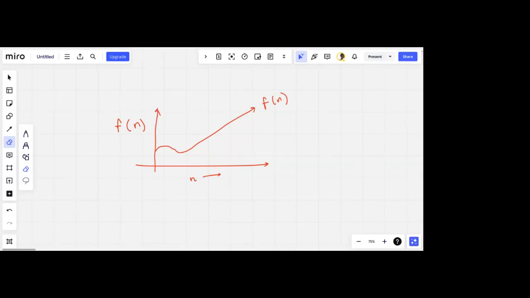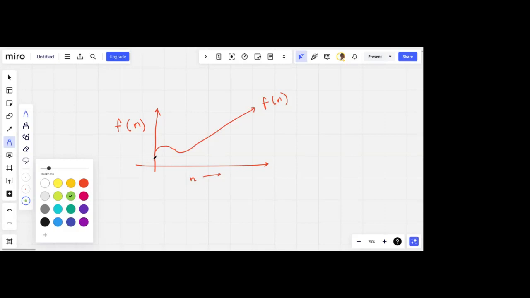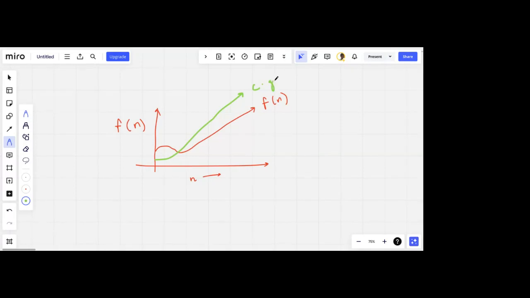Now, what is the big O notation? So, guys, the big O notation says that if you can find a function c into g of n, such that f of n is less than or equal to c into g of n.